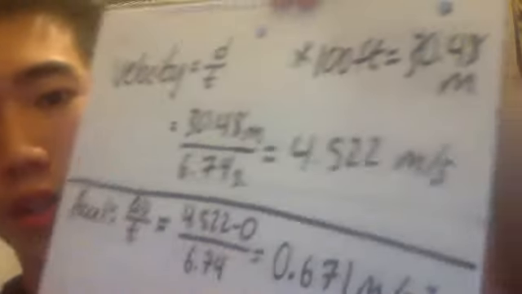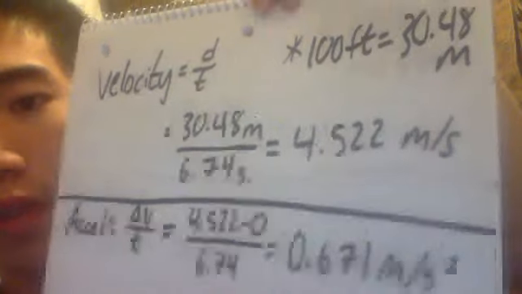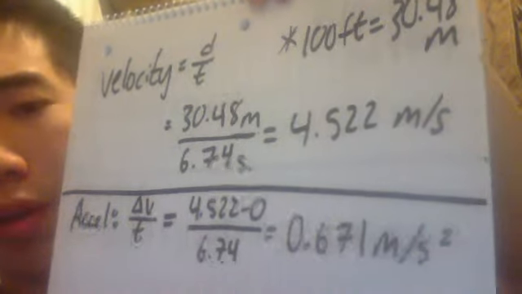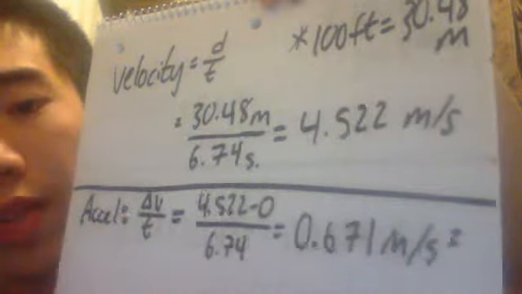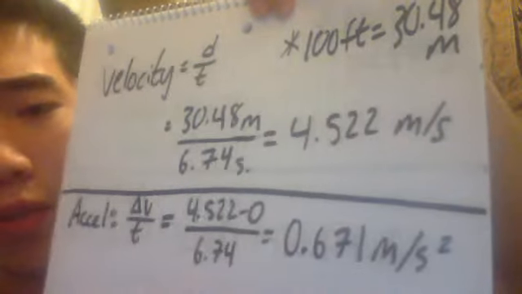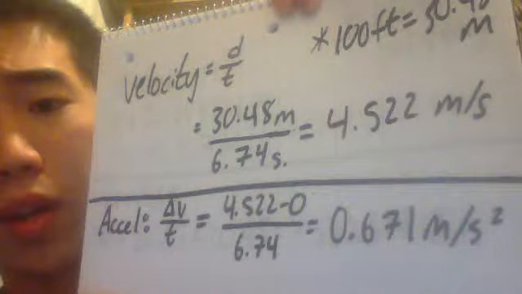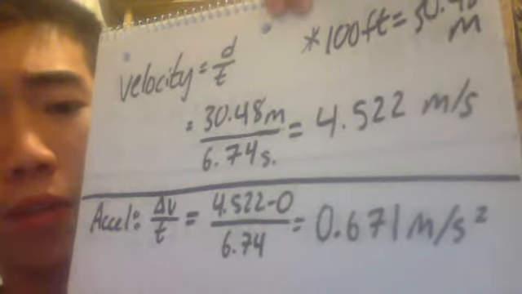So for my story equation, I calculated how much power I generated while skipping over the distance of 100 feet. To start off, we needed to find velocity. The velocity equation is d over t, and 100 feet, which was the distance I skipped, converts to 30.48 meters. So plug in 30.48 for d, and the time it took to skip that distance was 6.74 seconds, and that ended up equaling 4.522 meters per second for our velocity.